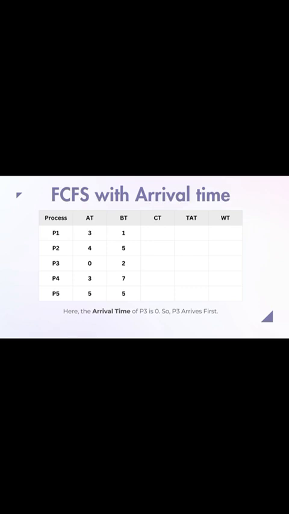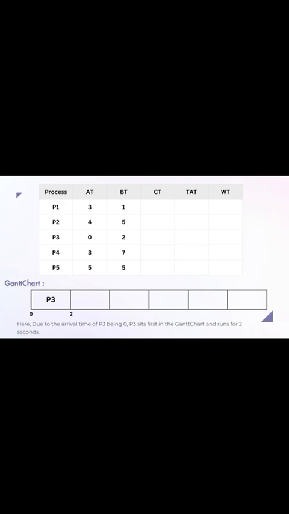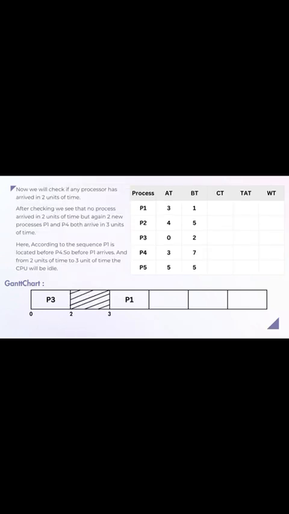Processes P1 to P5 with arrival time and burst time. Here P3 arrives first because its arrival time is 0. So P3 will execute first. In the Gantt chart, at time 0 only P3 is available, so it starts executing and runs for 2 units of time. So from 0 to 2, P3 is executing.